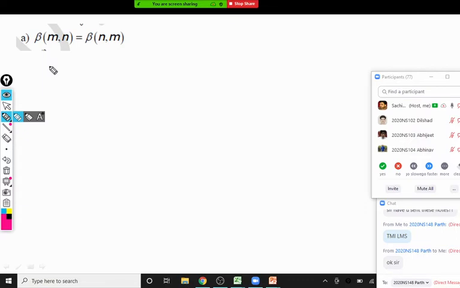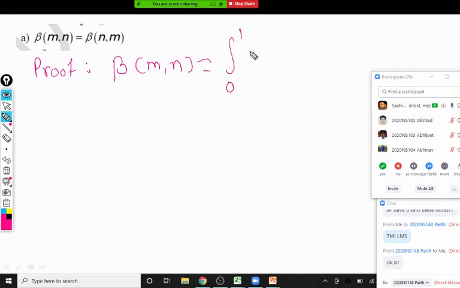Note down the first property. Show that beta of m,n is equal to beta of n,m. So the proof. Now what is the thing in our hands? That's only the definition. So by definition, beta of m,n is the integral from 0 to 1 of x raised to m minus 1 into 1 minus x raised to n minus 1 dx. And this integral now we have to convert to beta n comma m.